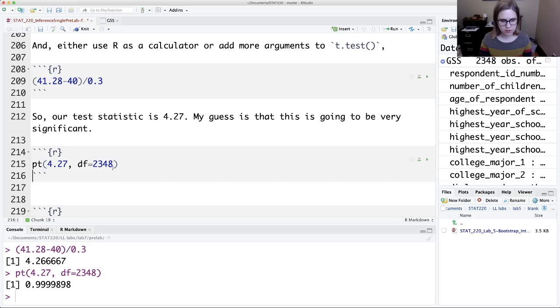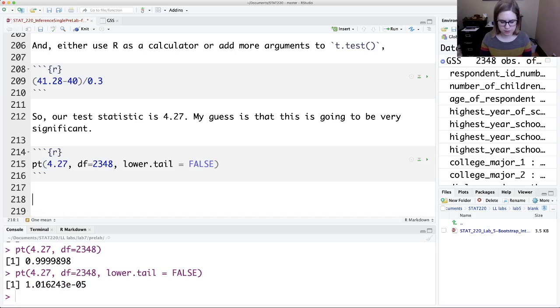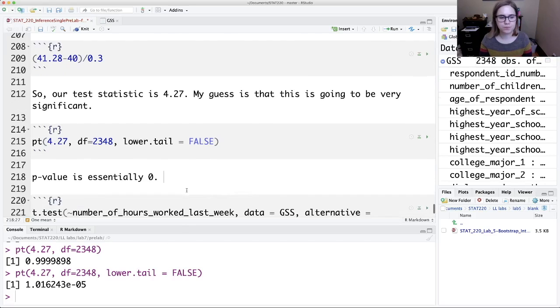Control enter. And that's going to be everything to the left. So I could either specify lower tail equal false, or I could do 1 minus. It's basically, so the p-value is essentially 0. This here 1 times e to the negative 5 means 0.0000005 zeros. It's basically 0.